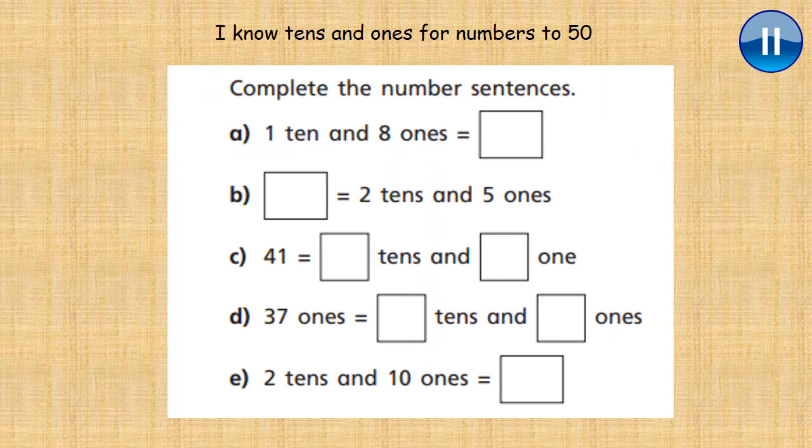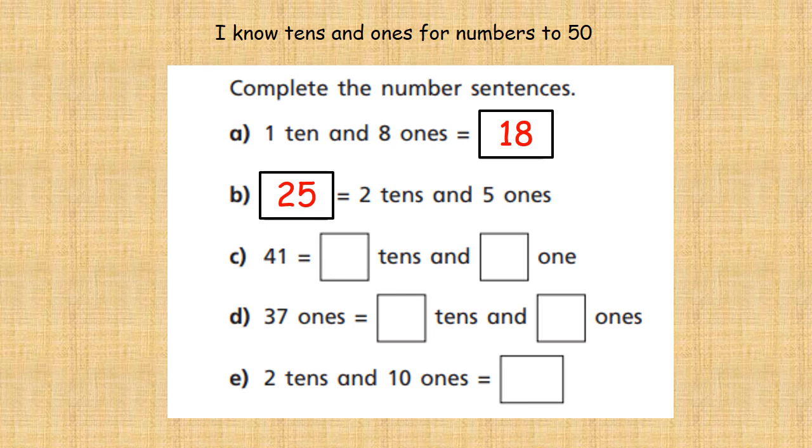Can you complete these number sentences? Pause the video whilst you copy them out into your home learning pack. Look carefully at the number of tens and ones for each one. Let's check your answers. 1 ten and 8 ones is 18. 2 tens and 5 ones is 25. 41 is 4 tens and 1 one. 37 is 3 tens and 7 ones.